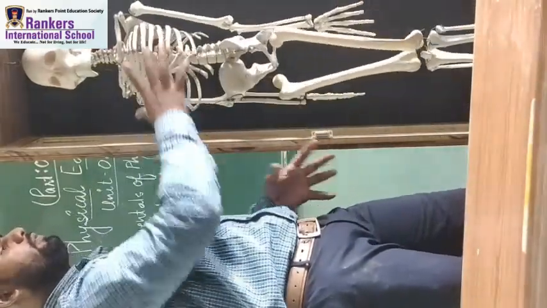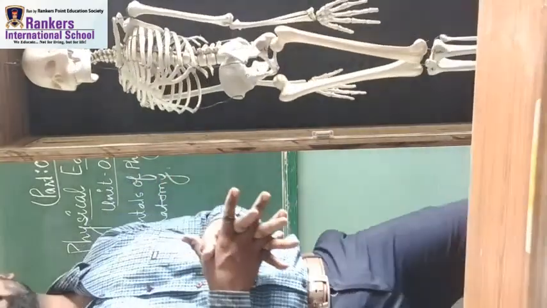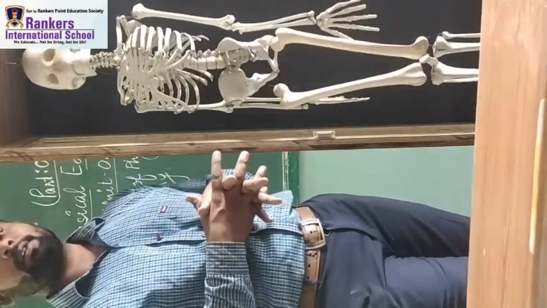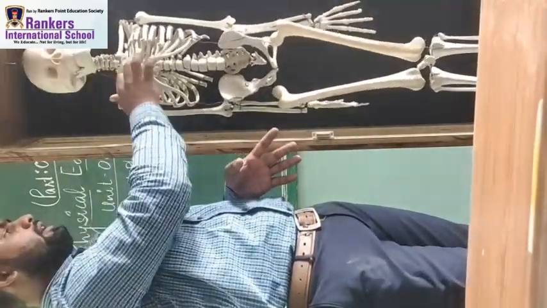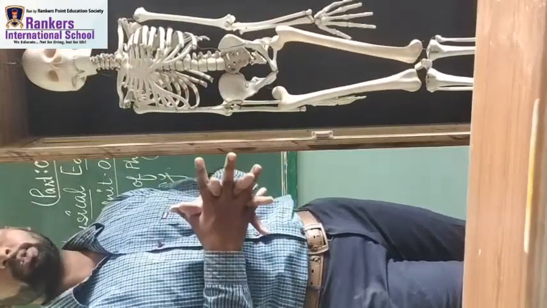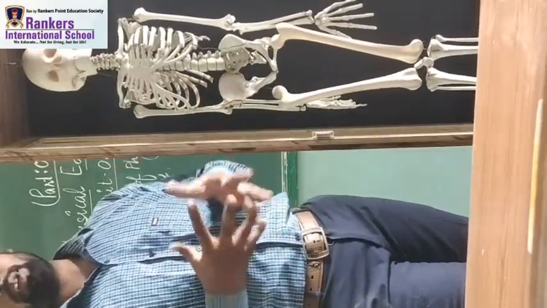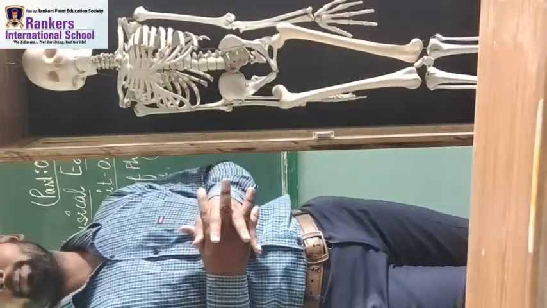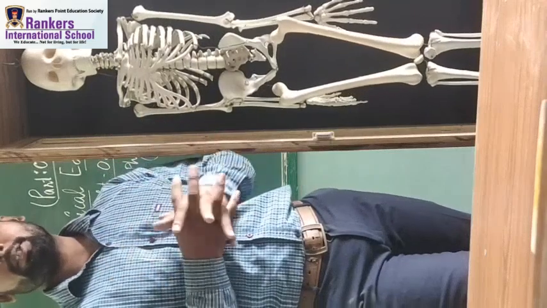We have 24 ribs. As I told you, we have the axial skeleton system and the appendicular skeleton system. The axial consists of the skull, rib cage, and the vertebral column. The appendicular system consists of the upper limbs and the lower limbs. So this is all about the skeleton system. I hope you like it, and I hope you understand all the concepts about it.